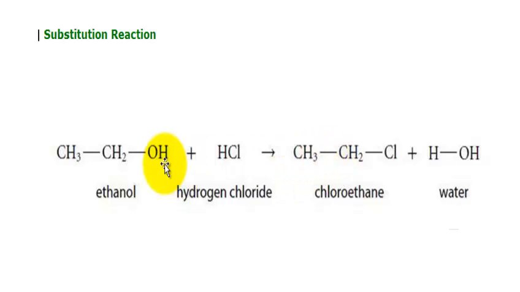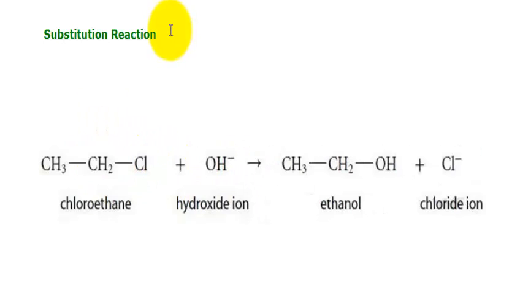Note that the OH group of the alcohol is substituted by a chlorine atom, and the carbon atoms are bonded to the same number of atoms in the product as in the reactant. Another example of a substitution reaction is a haloalkane reacting with a hydroxide ion to produce an alcohol.